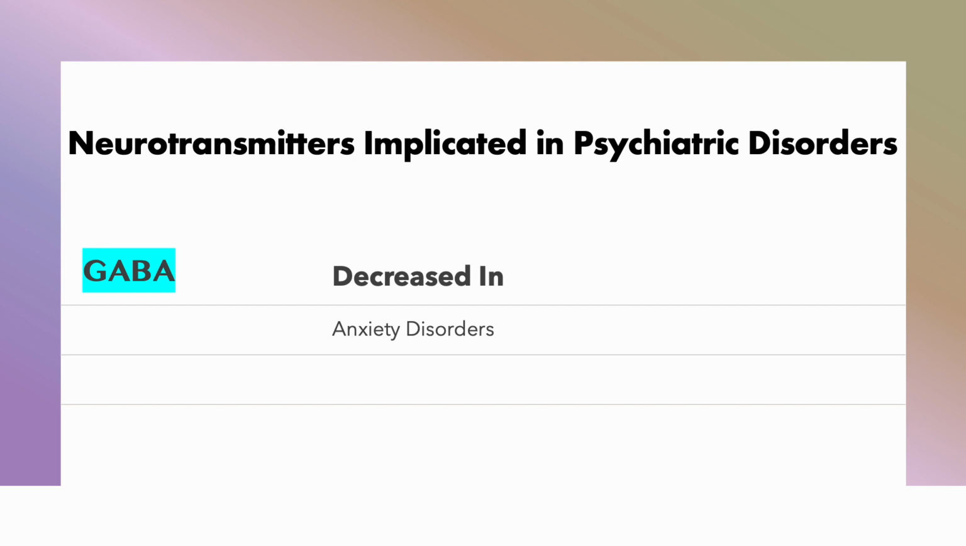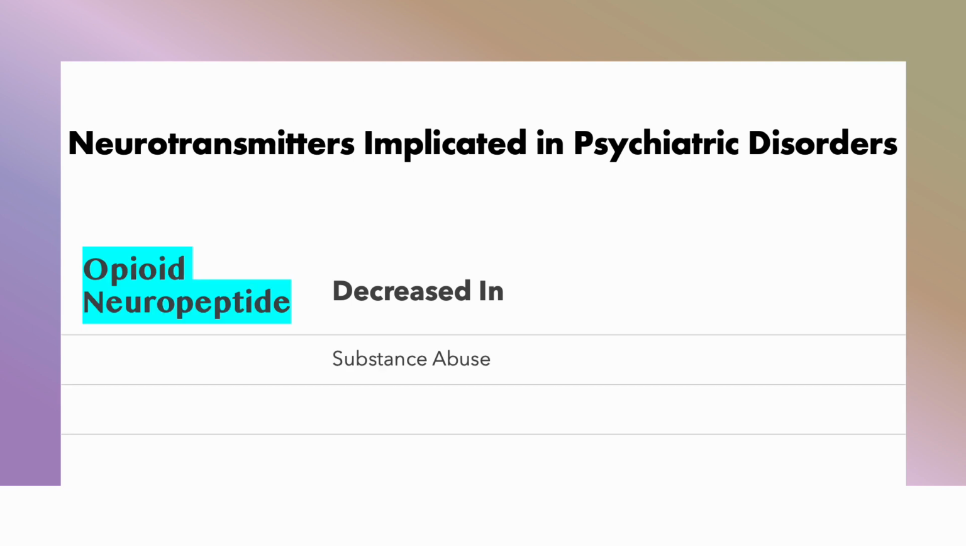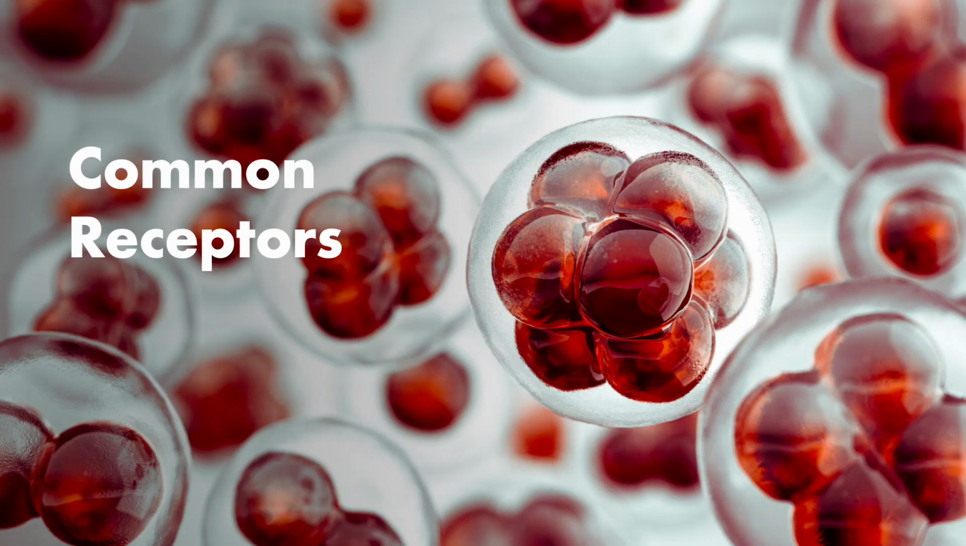GABA is decreased in anxiety disorders. Glutamate is decreased in memory impairment, learning difficulty, and negative symptoms of schizophrenia. And glutamate is thought to be increased in bipolar disorder, psychosis from excess pruning, and psychosis from neurotoxicity. Opioid neuropeptides are thought to be decreased in substance abuse.